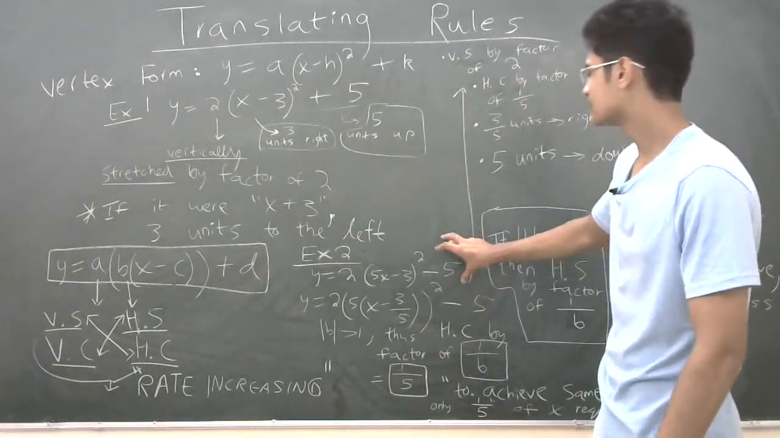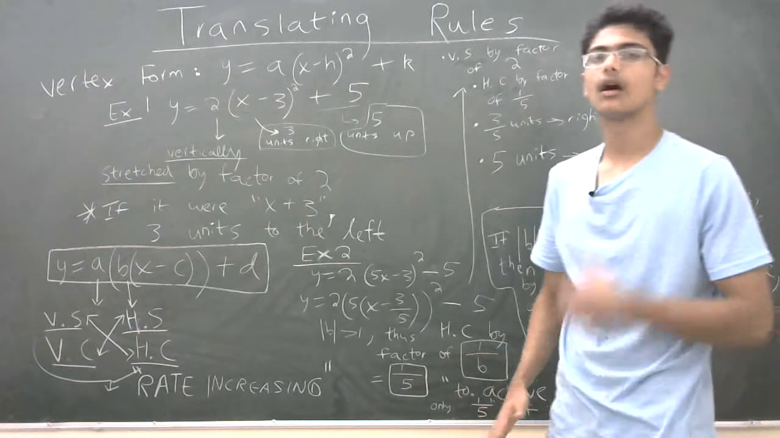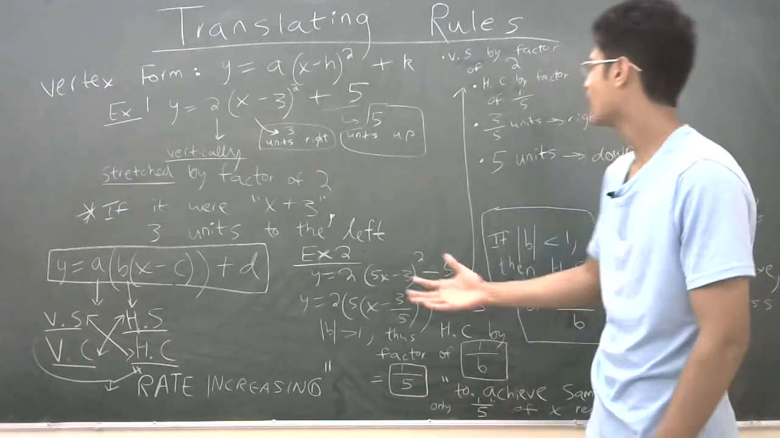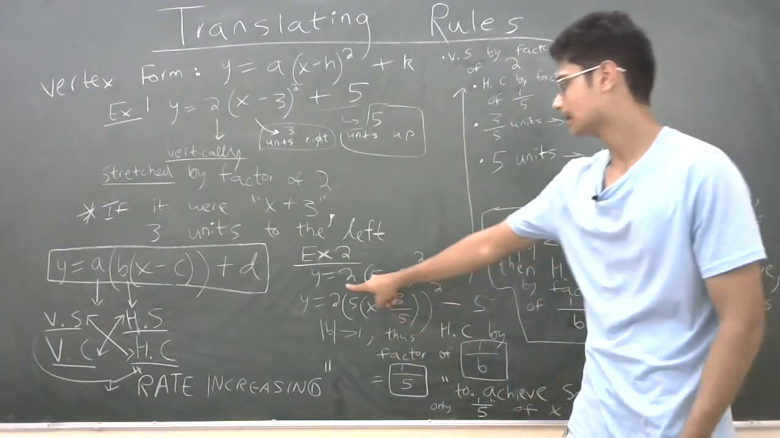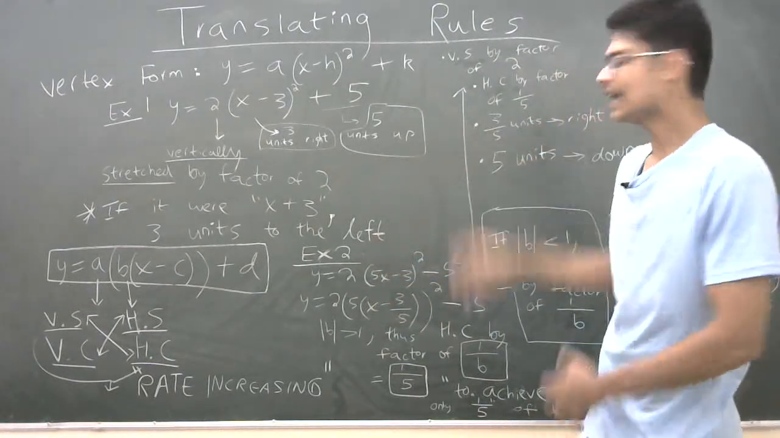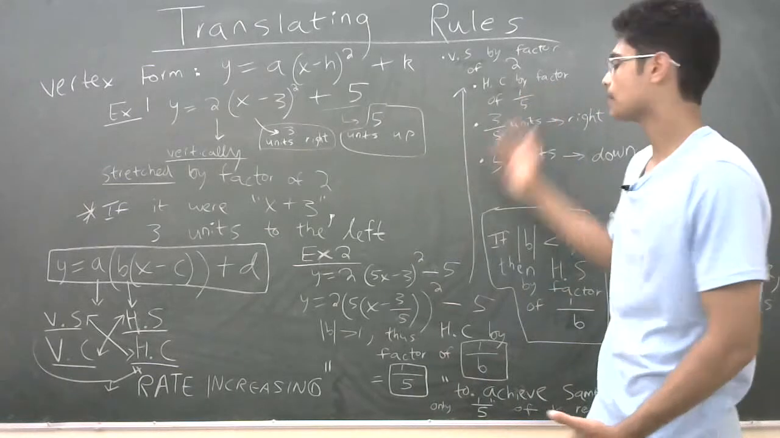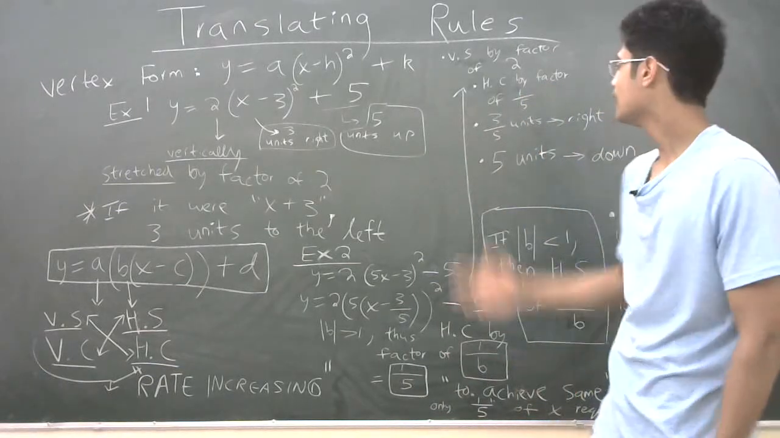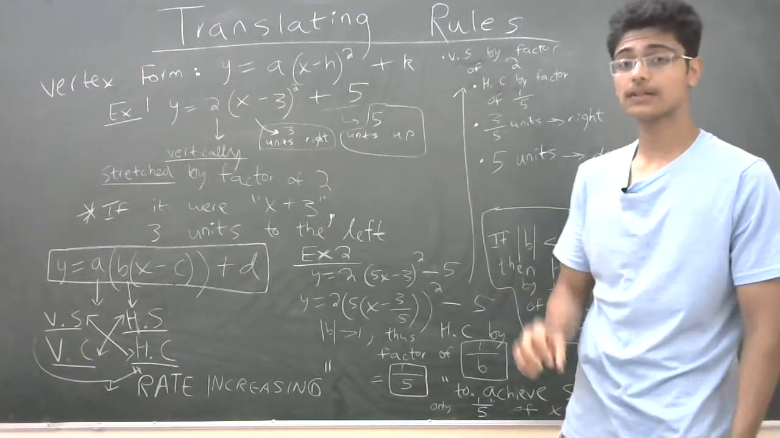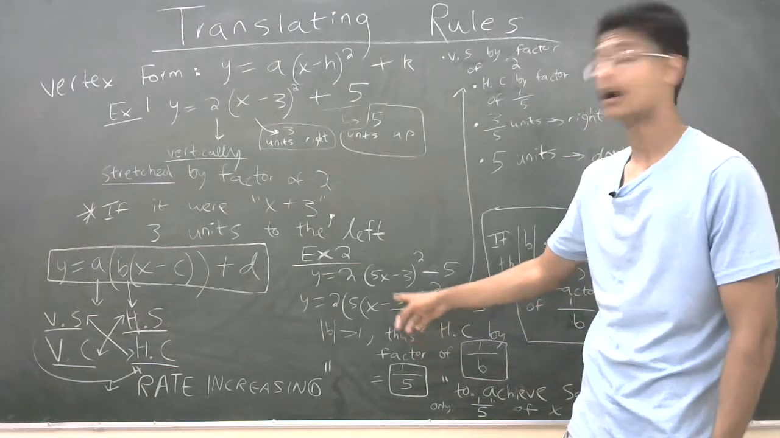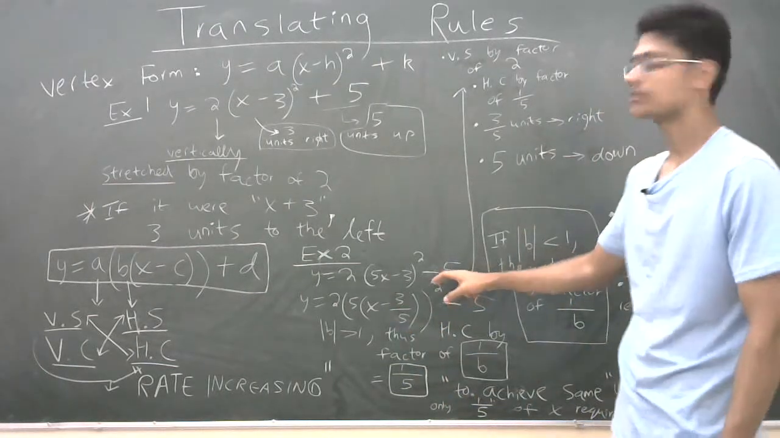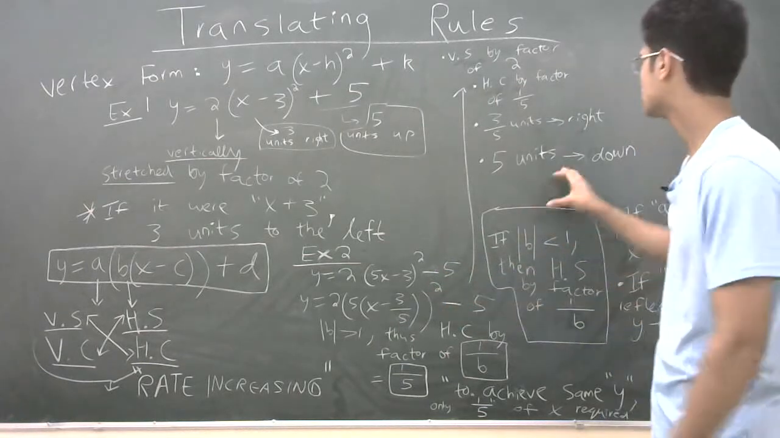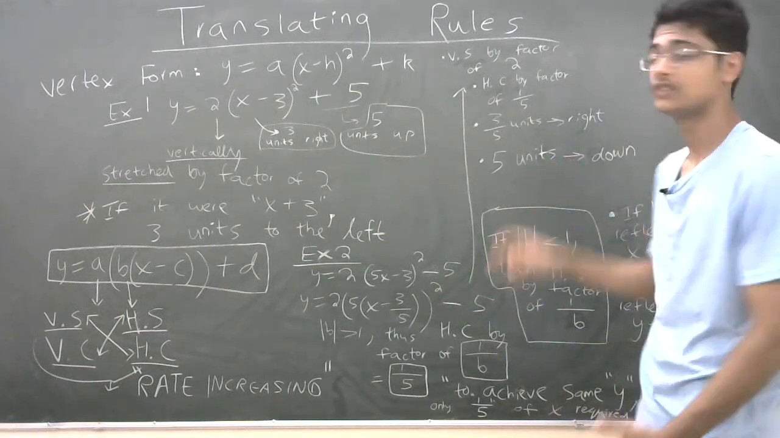So going back to this example, if you want to list how it has been translated and other factors, you're going to say it has been vertically stretched by a factor of 2 because of the 2 here. It has been horizontally compressed by a factor of 1 over 5. It has been shifted 3 over 5 units to the right, not 3 units, 3 over 5 units to the right. And then, of course, because there's a minus 5, the parent function has been moved down 5 units.